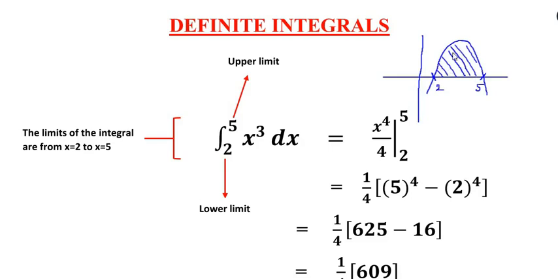So since the area is definite, we call it definite integrals. And the definite area is in between two definite points, that is 2 and 5. These two definite points we call the limits of integral because they tell us from which point till which point we should be calculating the area. Now we are starting at point 2, so we call this the lower limit, and the highest point till which we are going to calculate the area, we call it the upper limit.